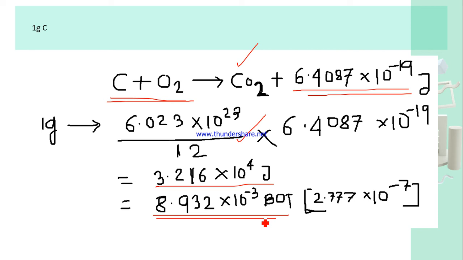Now if you convert into kilowatt hour, it is this much. You see, this is very less, this much unit only. There the factor was 2.29 something into 10 to the power 4, and here it is 10 to the power only minus 3. So how negligible it is.